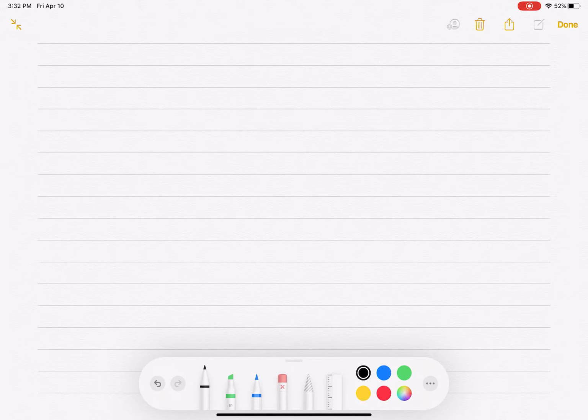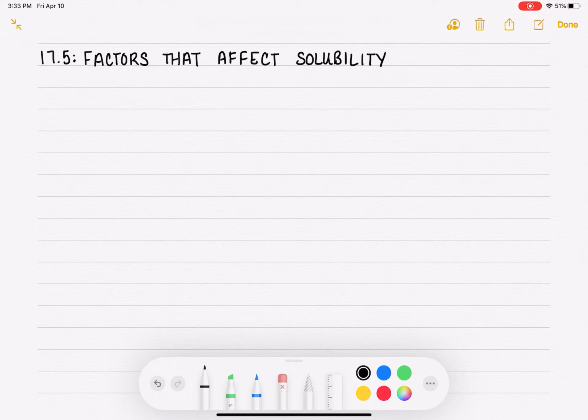There's one last thing that we're going to talk about in chapter 17, and this is the different factors that have an effect on the solubility of these insoluble solids. So for this example, we're just going to go straight to a reaction. Calcium fluoride, which is a solid, is in equilibrium with its calcium ions and 2 fluoride ions.